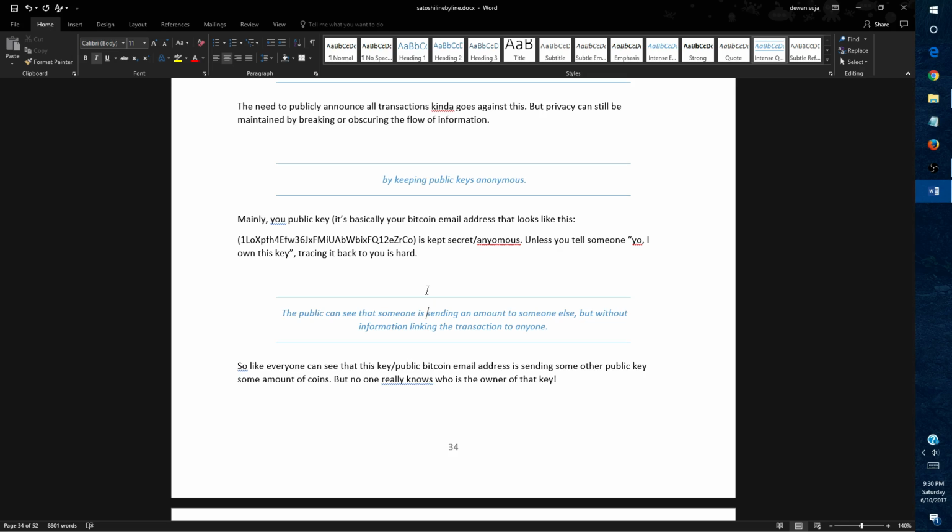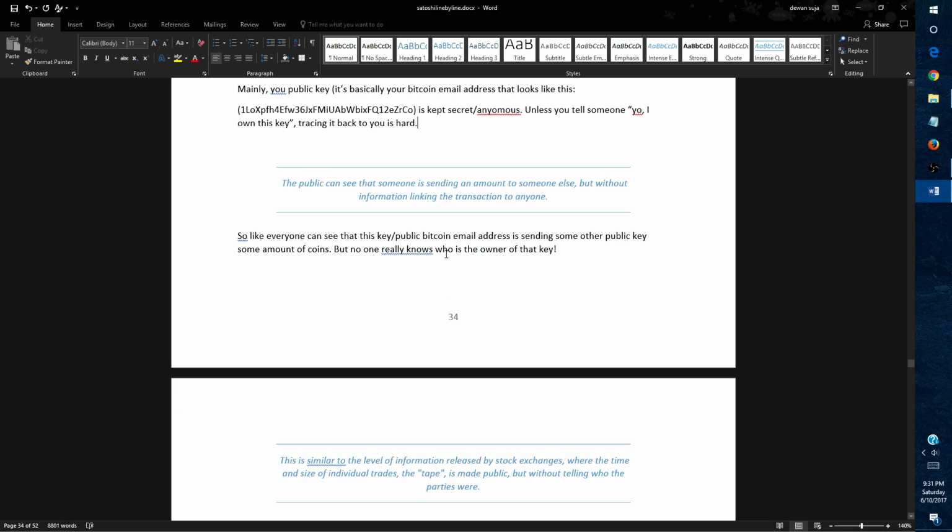It's basically like your Bitcoin wallet address and it looks kind of like this. Okay? This thing right here. This is your address, right? And these addresses are anonymous, right? Unless you tell someone, yo, I own this key / address, tracing it back to you is kind of hard. There's no way to get your private information out of this address, this public key. So that's kind of how you break the privacy issue here. That's how you fix it in a way.